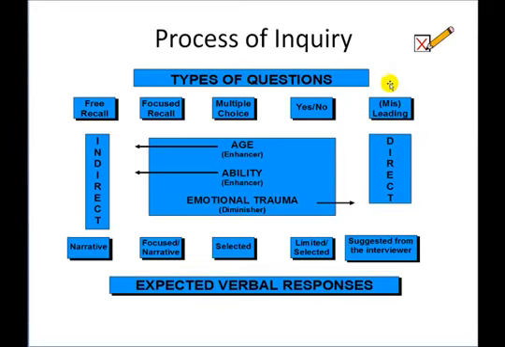The most dangerous kinds of questions are those that we characterize as misleading. They're very direct and erroneous. They contain information that's inaccurate, and they can be misleading. The outcome, the expected verbal response, is that which is suggested by the interviewer.